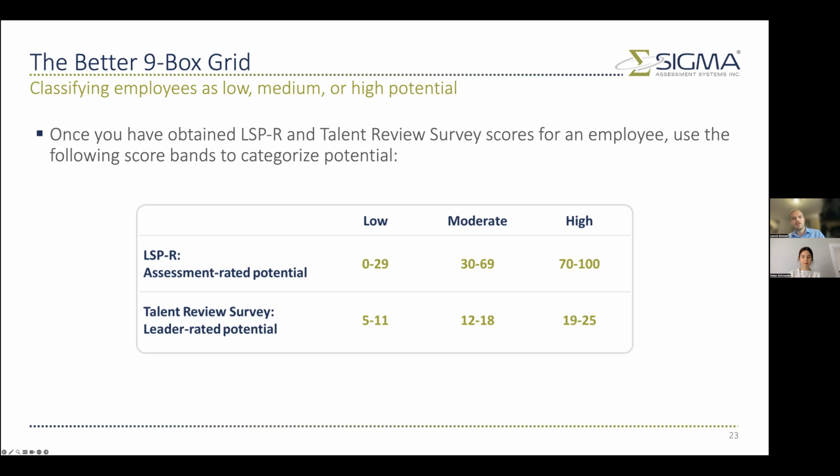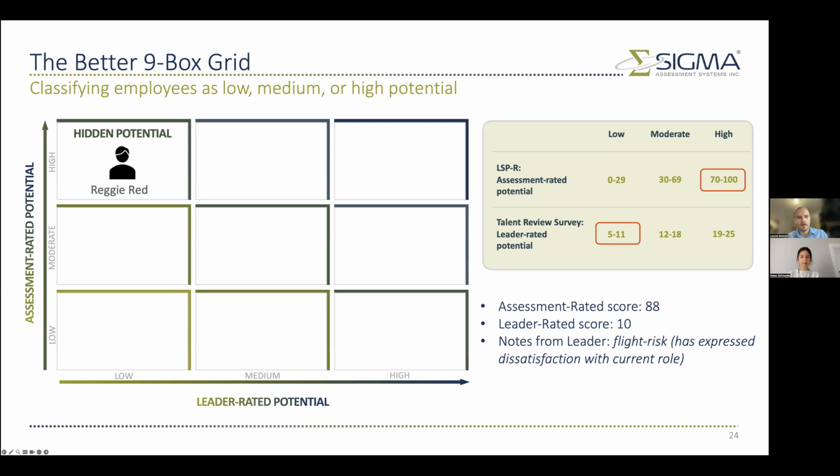So now that we know where our scores are coming from, now that we know how these correspond to the 9 boxes on the grid, we can go through a very quick example of the scoring bands in action. So let's suppose we have an employee, in this case, Reggie. Reggie completed the LSPR assessment and was also rated by his direct superior on the talent review survey dimensions we just talked about. The leader has also previously noted that Reggie has been expressing dissatisfaction with his current role.